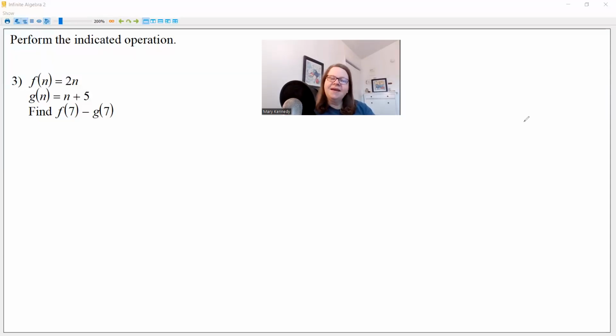Okay, so we're looking at some function notation here, and this is where we're actually having to put two functions together and do an operation with that. So we need to understand what this is saying. When you look at f parentheses n and g parentheses n, you would say f of n or g of n. Find f of 7 minus g of 7.